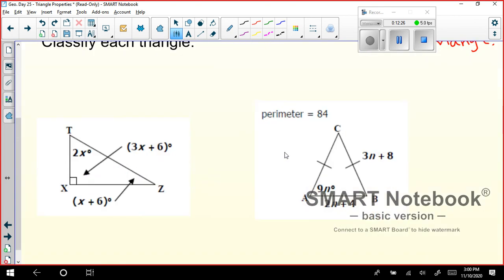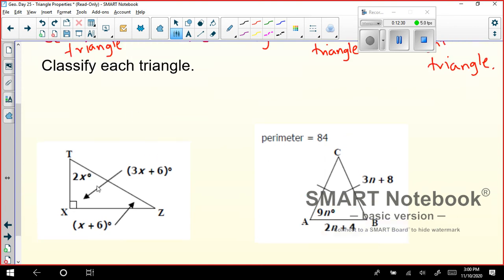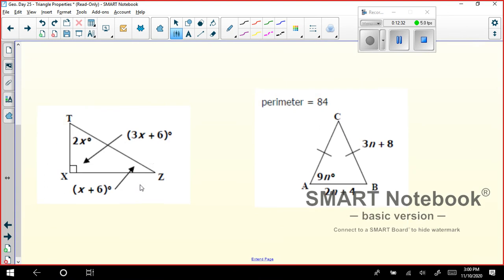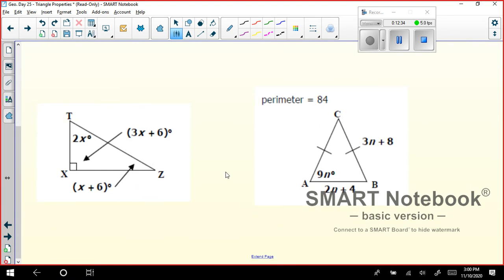I'll do the first one for you and I'll ask you to work on this one. We want to classify this particular triangle and solve for x on the first one, and on the second one we want to classify the triangle and solve for n. Okay, I'll do the first one, you can work on the second one. So to classify, it's simple. It's a right triangle, as we see a right angle, so I can classify it as a right triangle.